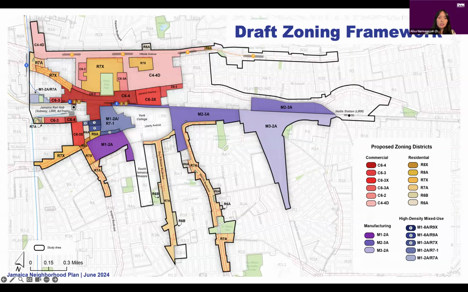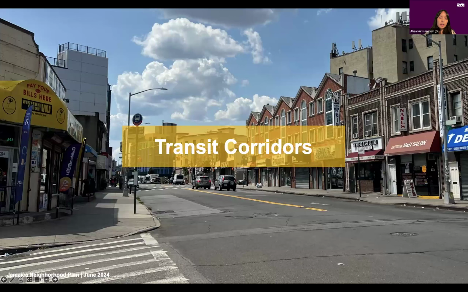Thanks, Jasmine. So when we talk about transit corridors, we're thinking of corridors that are important routes that connect community members to their homes, work, school, and other neighborhoods through buses, cars, and trains. They also provide local essentials like supermarkets, laundromats, pharmacies, and others. They're often wider than side streets and can accommodate a range of uses and transportation options. Hillside Avenue, Sutphin Boulevard, Merrick Boulevard, and Guy R. Brewer are a few examples of Jamaica's transit corridors.